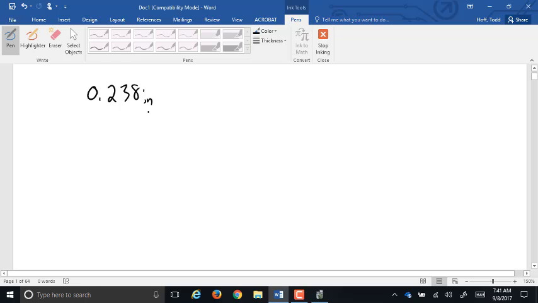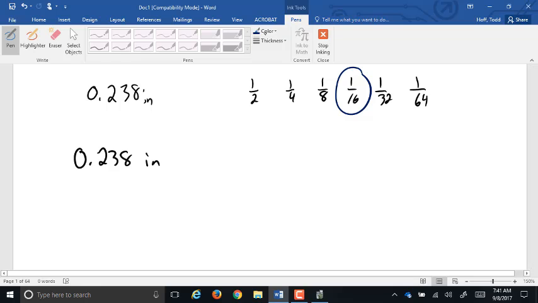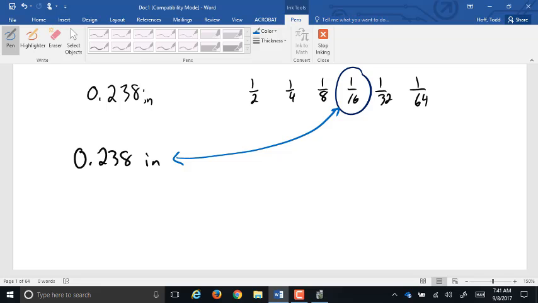But in many cases, in many trades, your tooling is to the half or the quarter or the eighth, 16th, 32nd, and so on. So if you calculate something in a decimal and it comes out to 0.238 inches, and let's say my tool set goes to the nearest 16th, how do I figure out what tool in my set to the nearest 16th is closest to 0.238 inches? So I'm trying to convert that decimal to the nearest 16th or the nearest certain fraction.